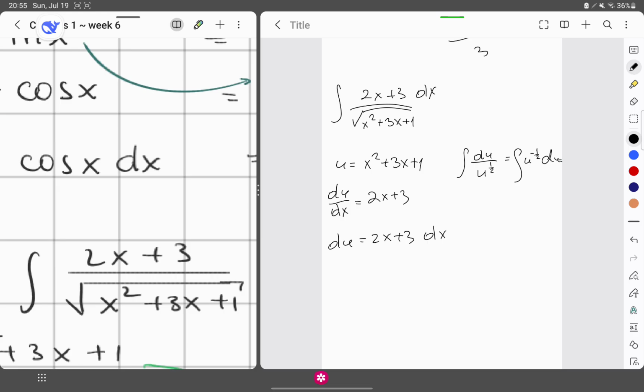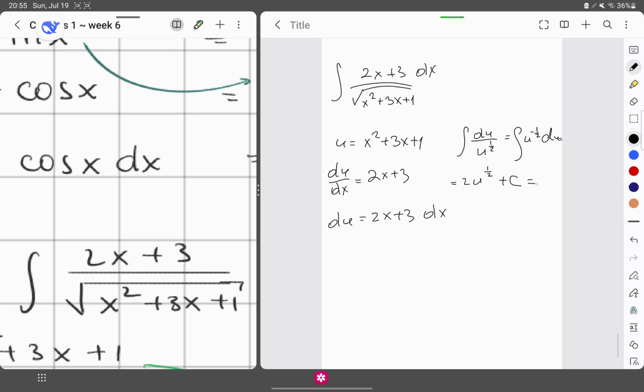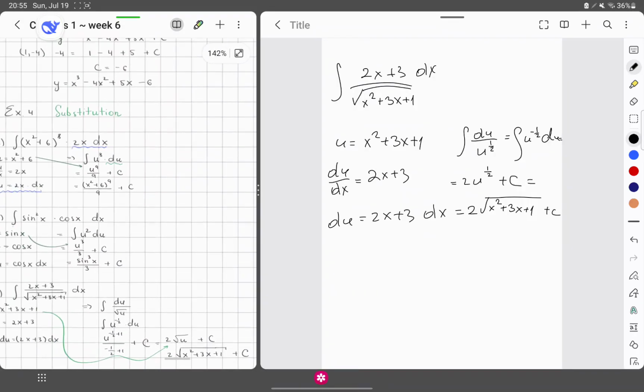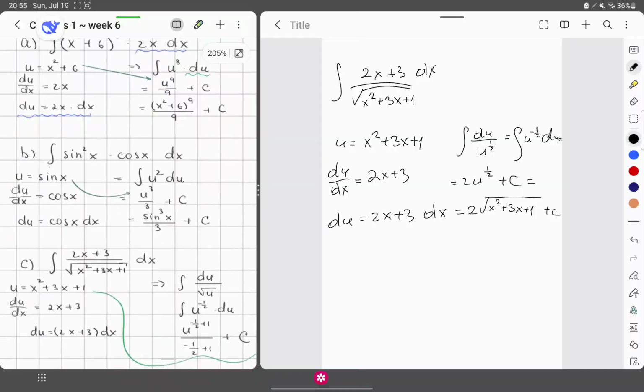So what is the integral of this one? It will be u to the power of negative 1 over 2, which gives u to the power of 1 over 2 divided by 1 over 2, so 2u plus c. And it will be 2 times the square root of x squared plus 3x plus 1, plus c. I think it's like this. Yeah, exactly.